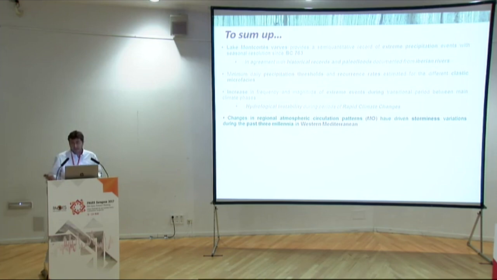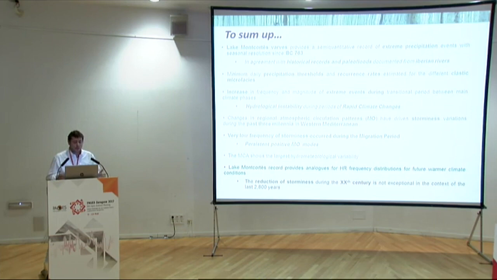We've seen the very low frequency of storminess that occurs during the migration period, a large hydrometeorological variability during the medieval climate anomaly, and also that this reduction of storminess during the 20th century is not exceptional in the context of the last 2,800 years.